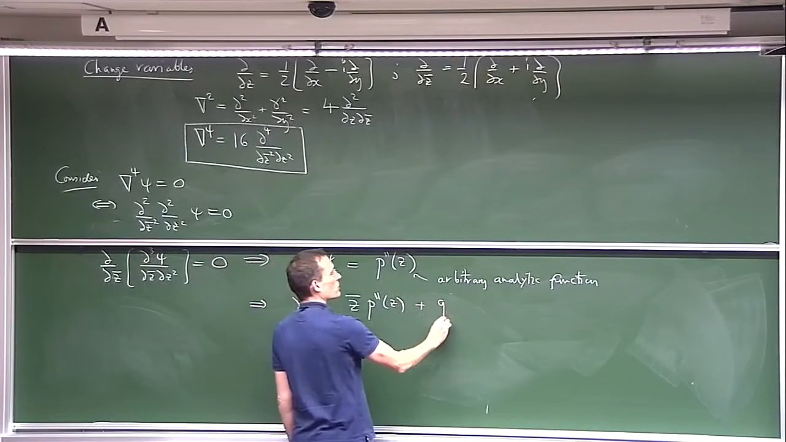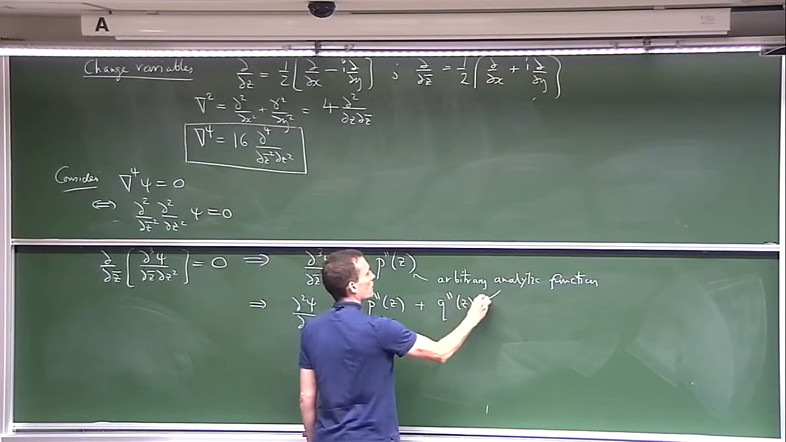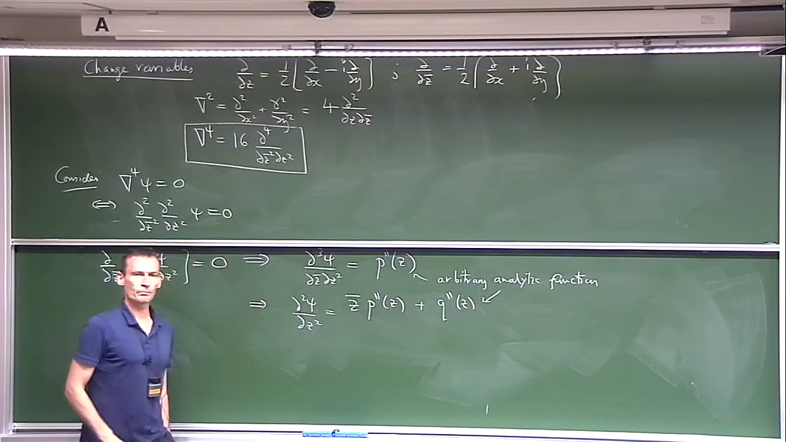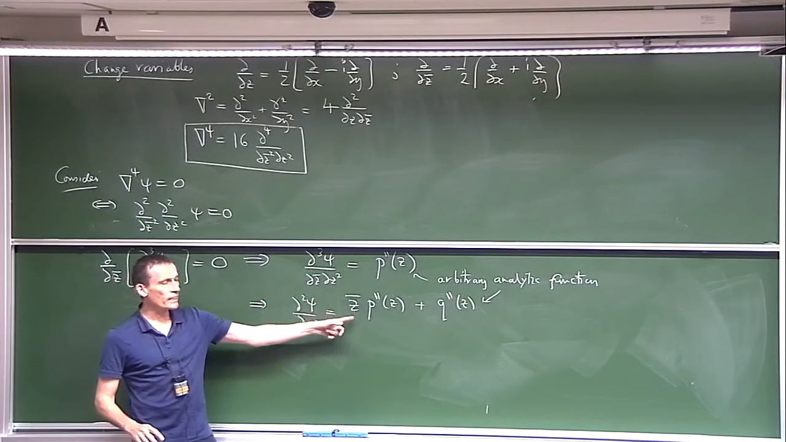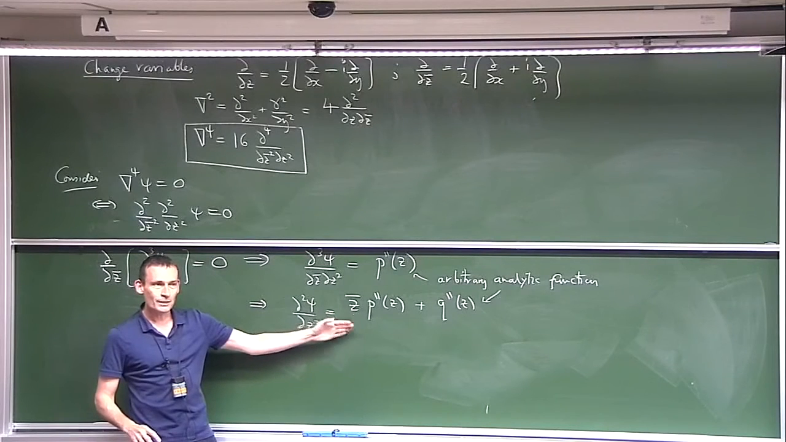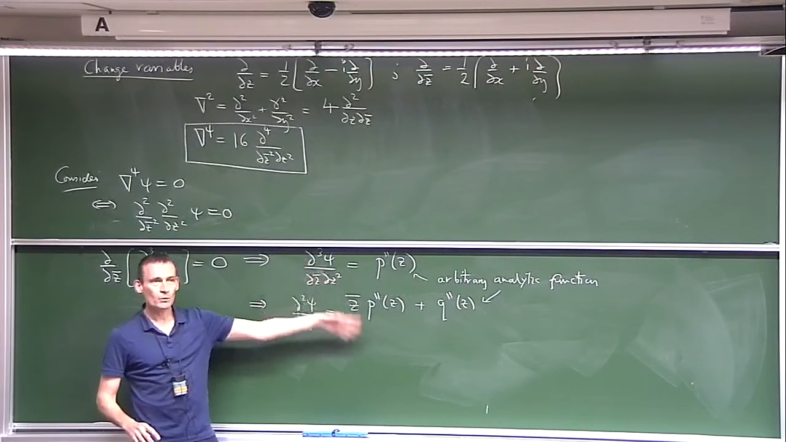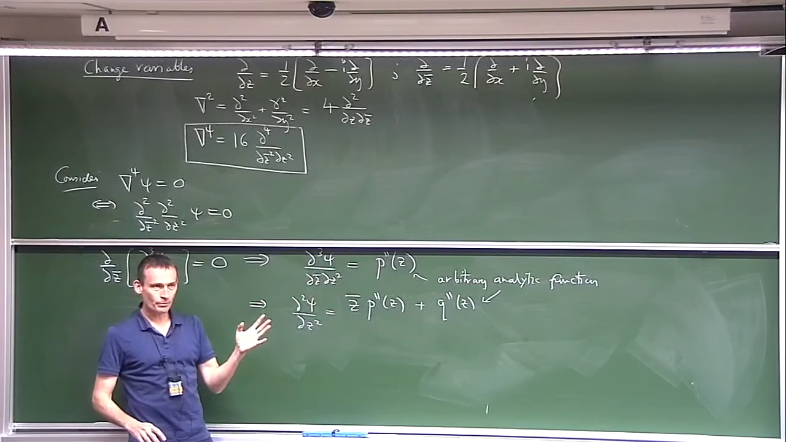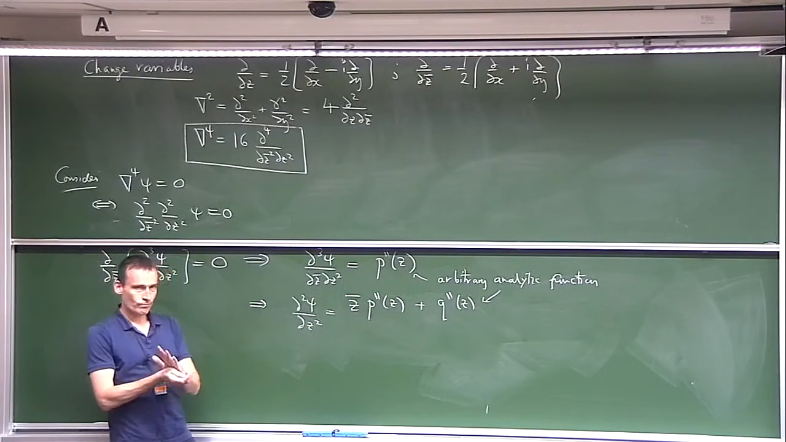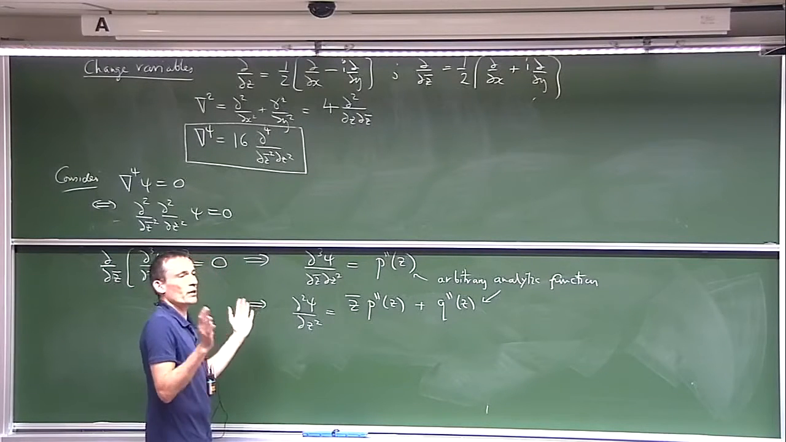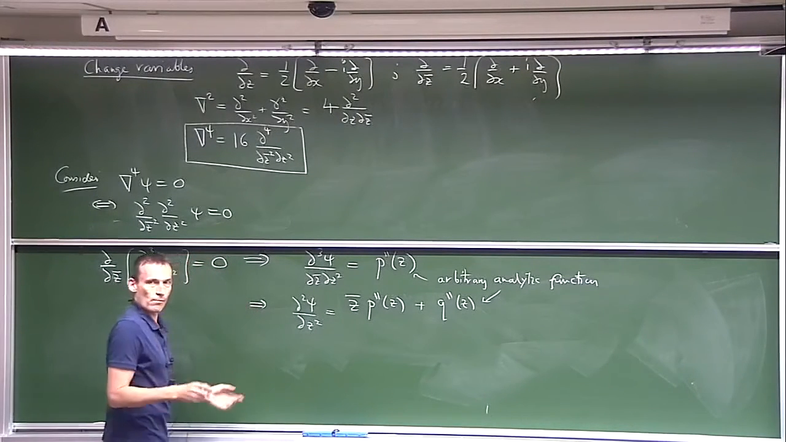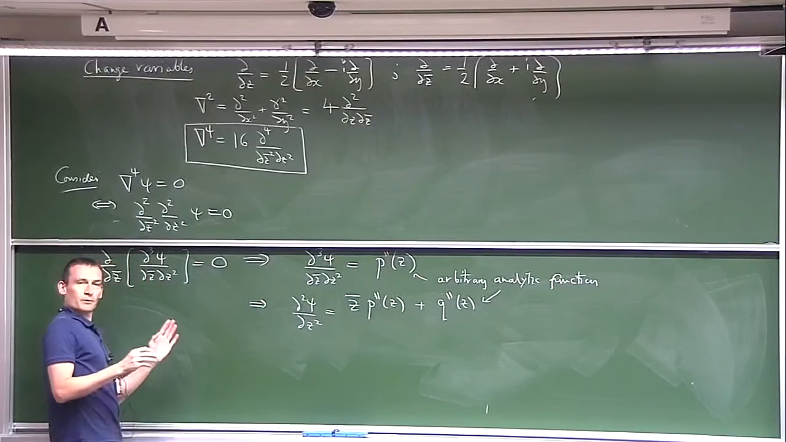So let's call that one q double prime of z. So that's another arbitrary analytic function. You can just check, look. Suppose I took 2z, this is linear in z bar. So clearly 2 z bar derivatives will give me nothing. P and Q are arbitrary. Everyone okay?